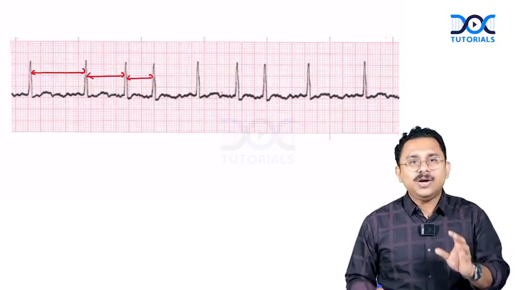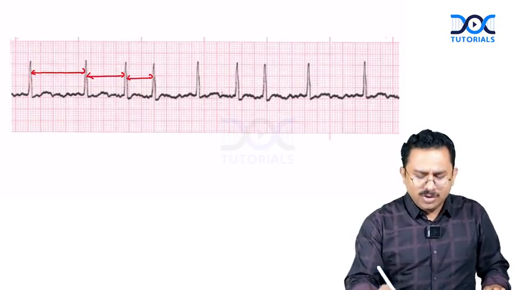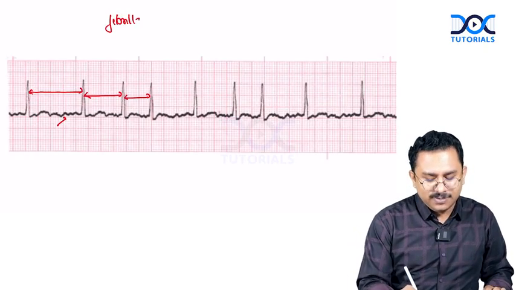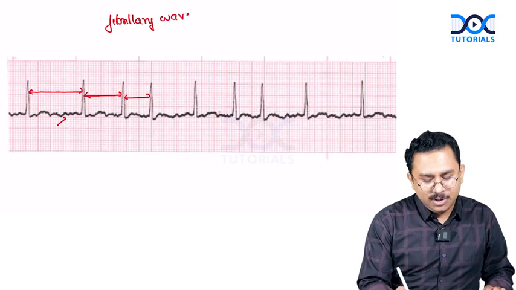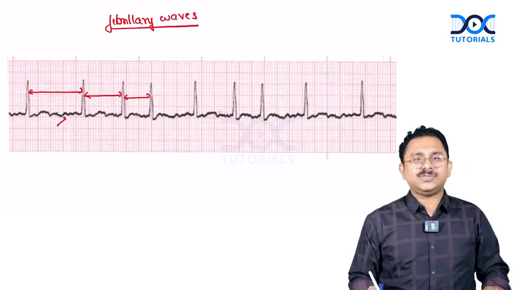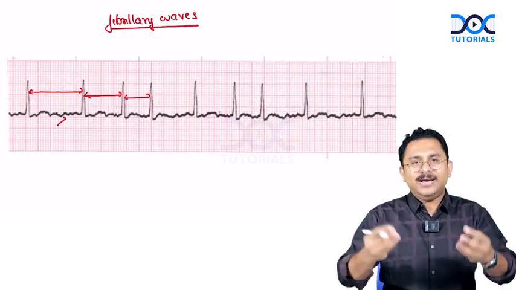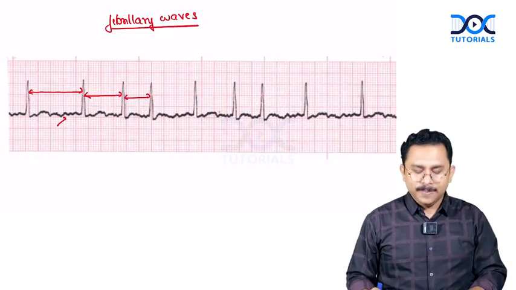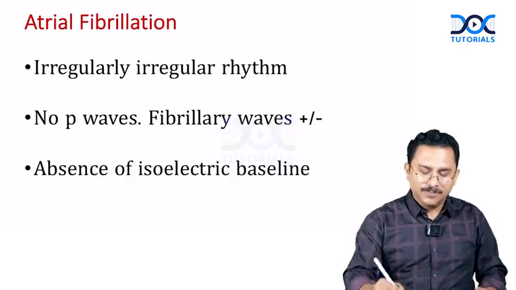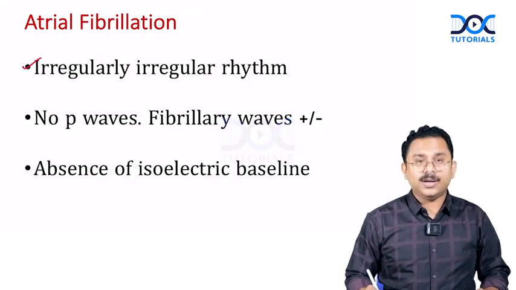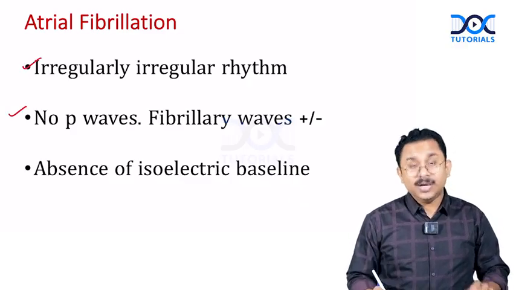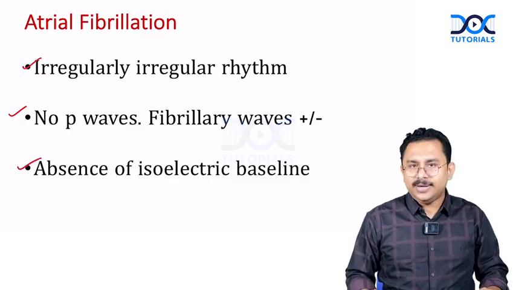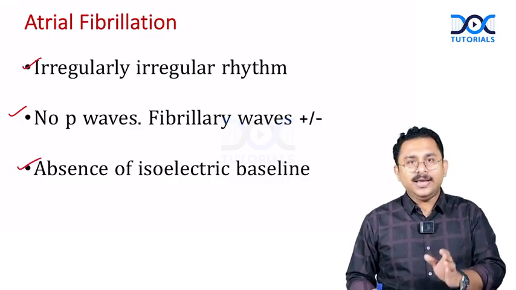No, you are not able to make out a definite P wave, and all you are able to make out is the presence of certain fibrillary waves. So the P waves are absent, you have some fibrillary waves. So either you will have a relatively flat baseline, or you may have some sort of fibrillary waves, and you are seeing fibrillary waves here. So we are dealing with atrial fibrillation, where you get an irregular rhythm with no P waves, but fibrillary waves are present, and there is an absence of isoelectric baseline. So this would be atrial fibrillation.